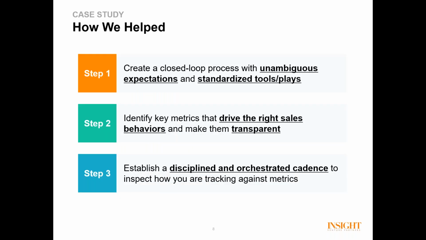So the first we'll talk through, again, around accountability and being clear, is a clear, unambiguous closed loop process with standardized plays and tools. And I'll talk about what that means. Second, we're going to talk about narrowing in on your KPIs and making sure that everyone is on the same page as to what they're being measured against, and it's transparent. And again, we have everyone on the same playbook.